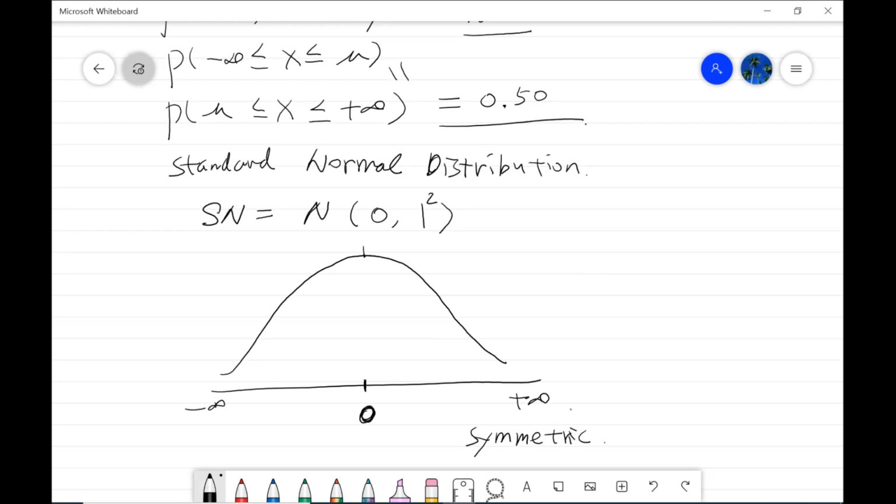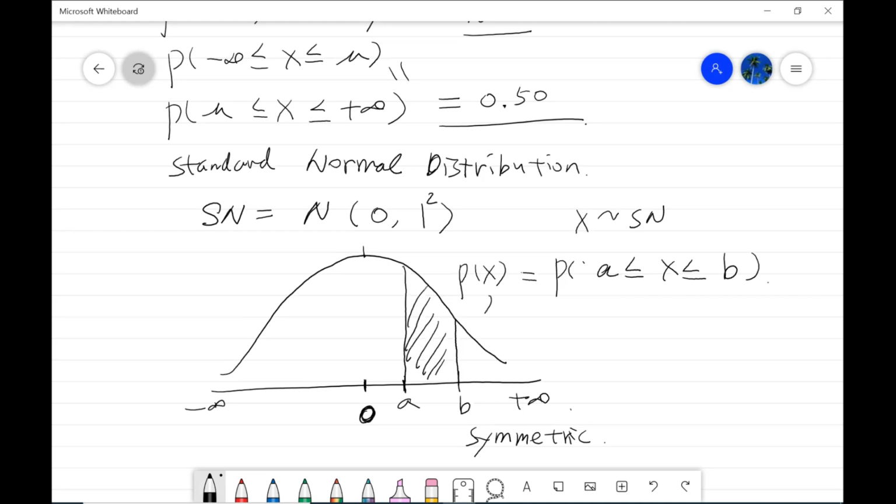Also, just like a normal distribution, the way you describe the probability is that x follows the standard normal distribution, using an interval. On the graph, this probability is described this way. This is the area under the curve.